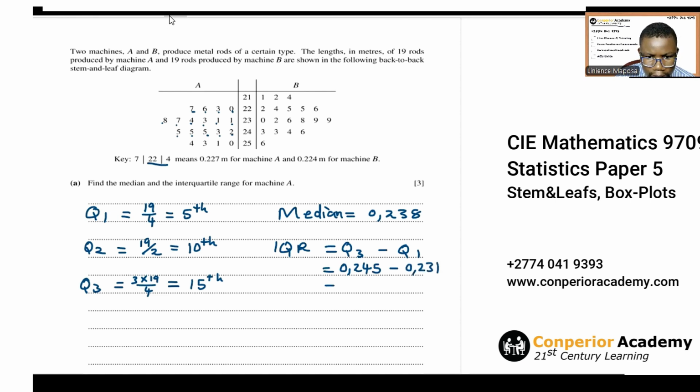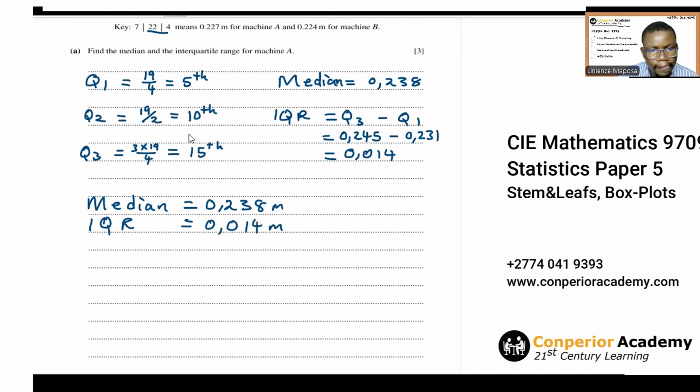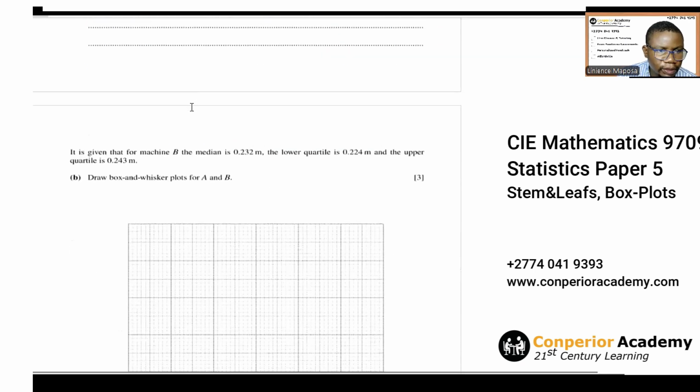0.231. And I just plug this in my calculator. So what is 0.245 minus 0.231? That gives me 0.014. Okay, so since there's space, you can just write your answer where it's clear. So median equal to 0.238 meters. And then my IQR is equal to 0.014 meters. Okay, I'm done with that. Then we move on to the next question.